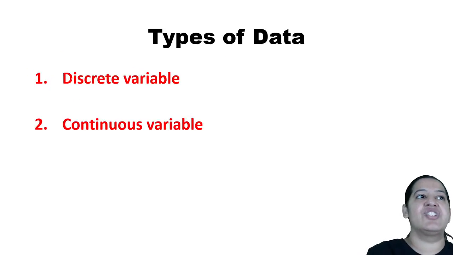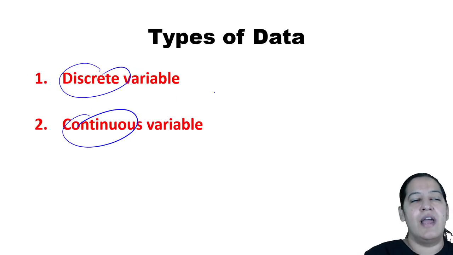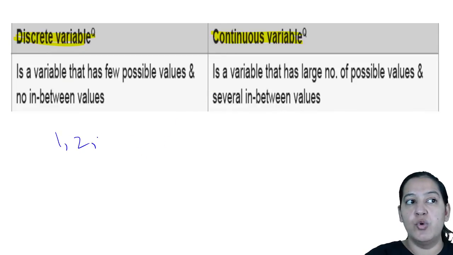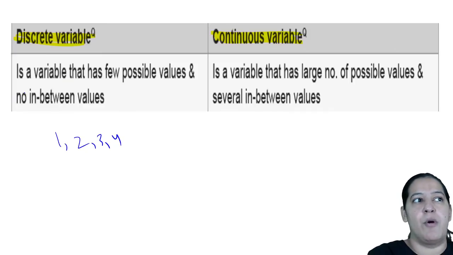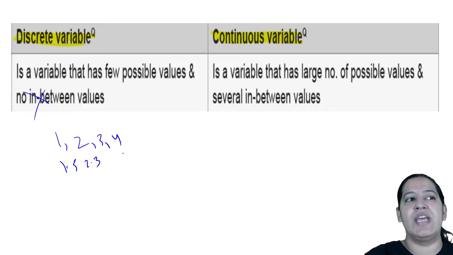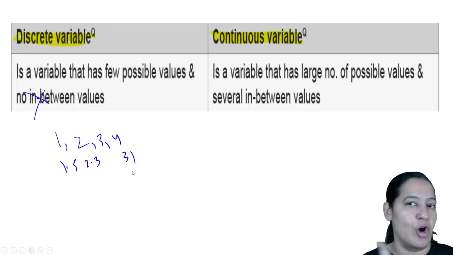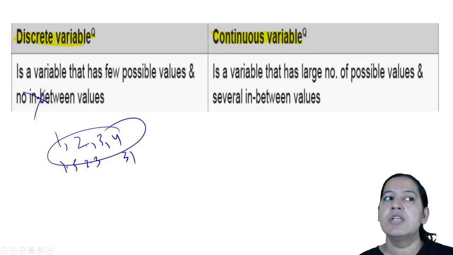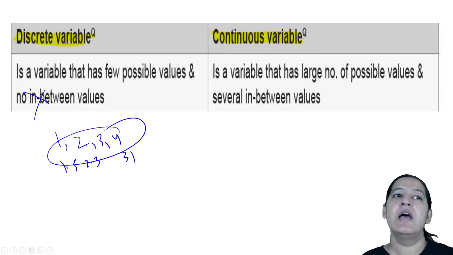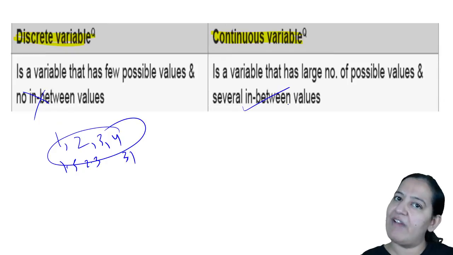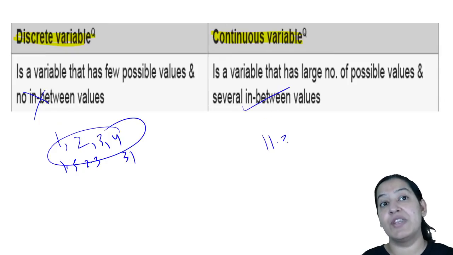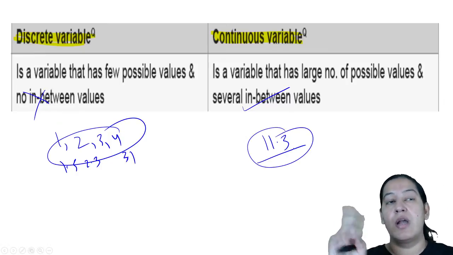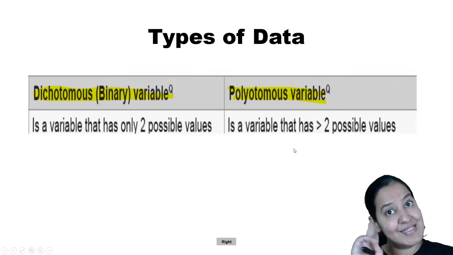Coming to the second classification, is it discrete or continuous? If it is numerical and a whole number, like 1, 2, 3, 4, no in-between values are possible, that is, 1.5, 2.3, 3.1 fractions are not possible. Whole numbers, like the number of family members or number of children, are discrete. But in continuous data, in-between fractional values are possible. For example, my hemoglobin is 11.3, so fractions are possible there. So that is continuous, where there is continuation and fractions are possible. That is the second classification.